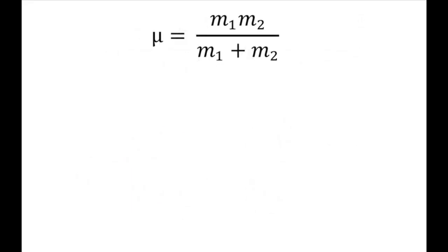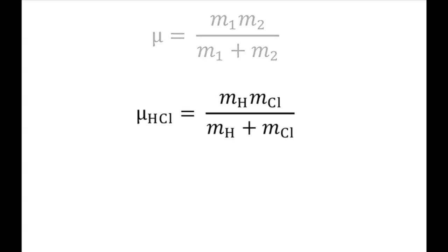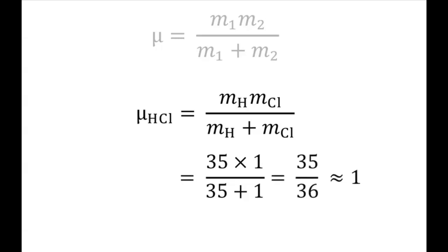Look again at the expression for the reduced mass, and now set M1 as hydrogen and M2 as chlorine. Assuming chlorine is present as the most abundant isotope, chlorine-35, we can put in the relative atomic masses for the two atoms. We can see that the reduced mass for HCl is equal to 35 over 36, which is approximately equal to 1.